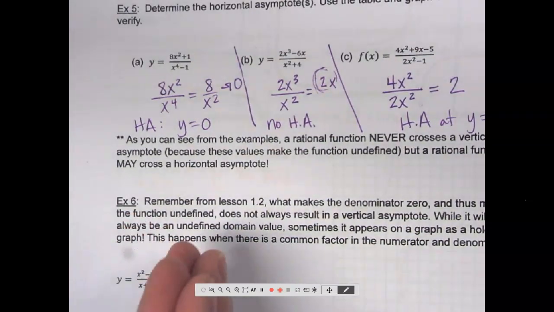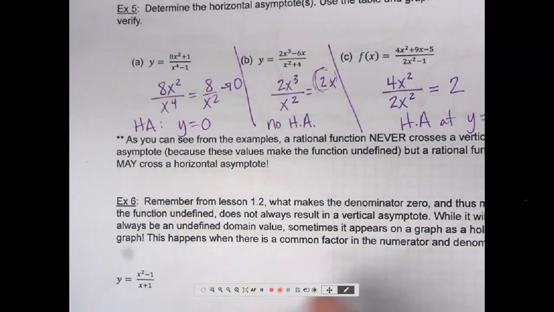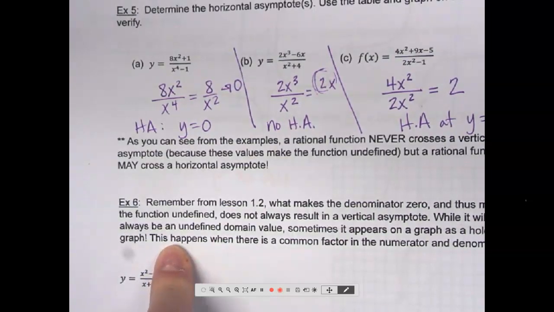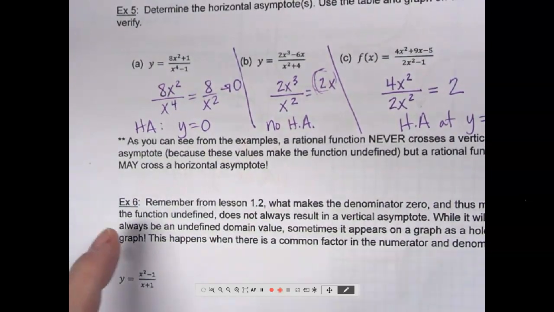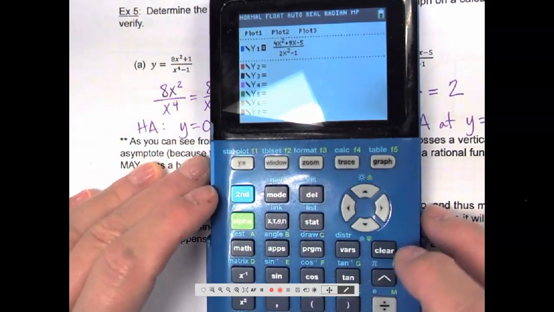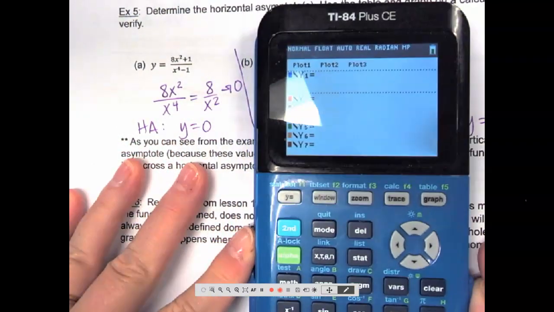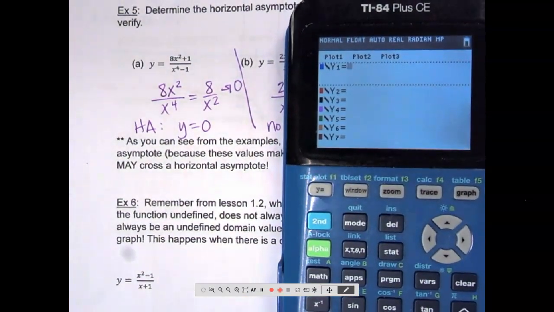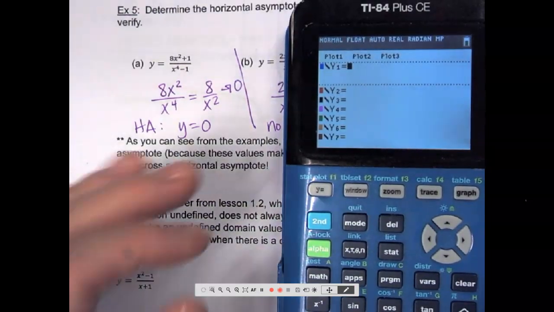Question. Okay, so as we have seen from the examples, a rational function will never cross a vertical asymptote. And that's because those values that create a vertical asymptote are undefined in the graph or in the function. But a rational function may cross a horizontal asymptote. Let me show you one. Go to your y equals. I want to show you one because we haven't done this, one that actually crosses the horizontal asymptote, but it still has an asymptote.